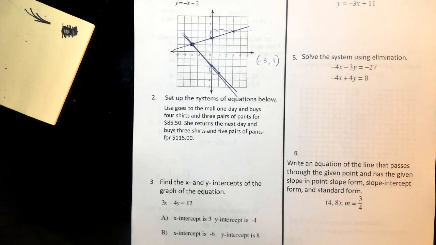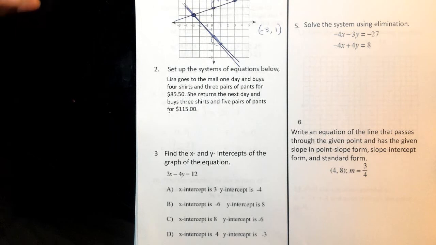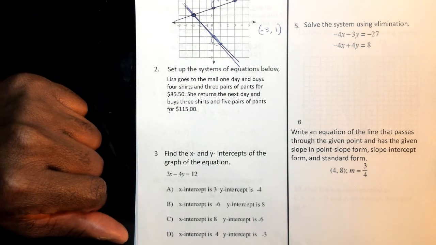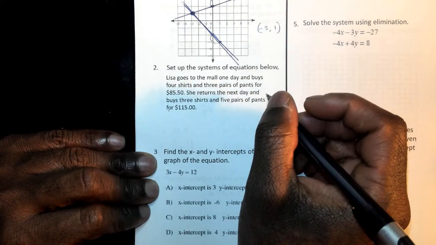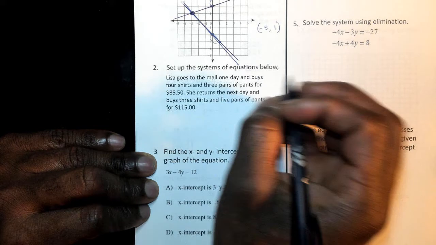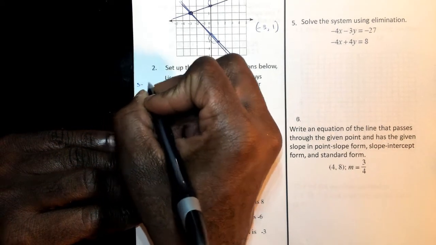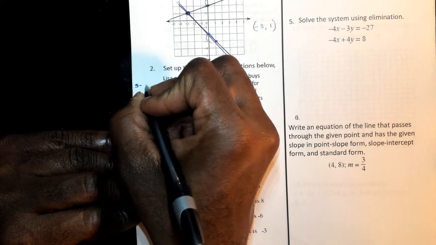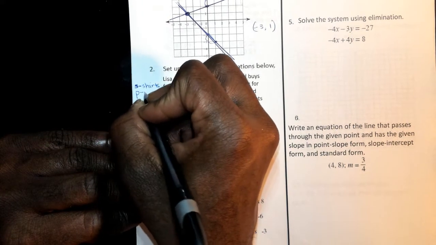All right. Next one. Lisa goes to the mall and buys 4 shirts, 3 pairs of pants for $85.50. She returns the next day, buys 3 shirts and 5 pairs of pants for $115. So remember to define your variables. We're going to do S for shirts and P for pants.